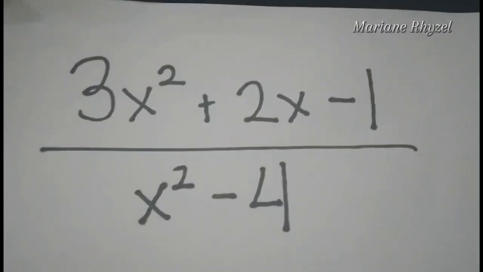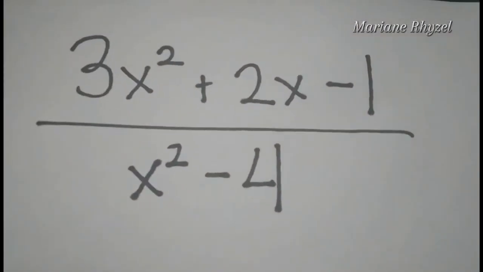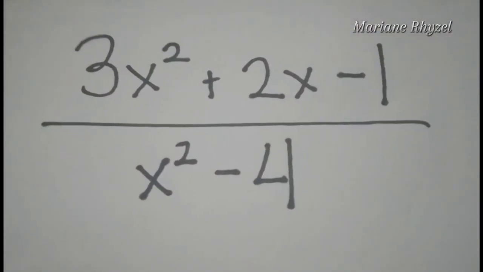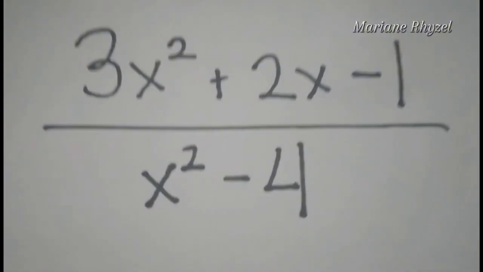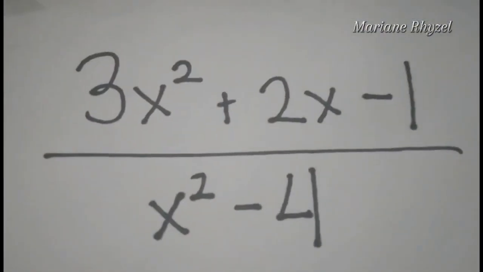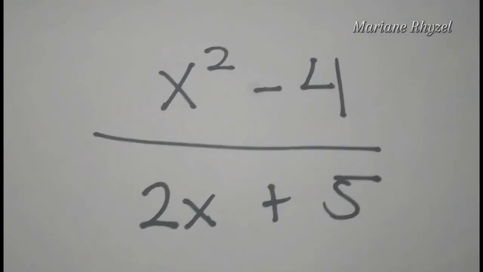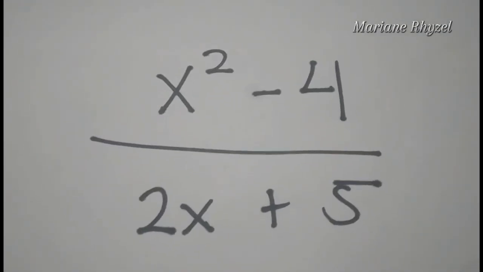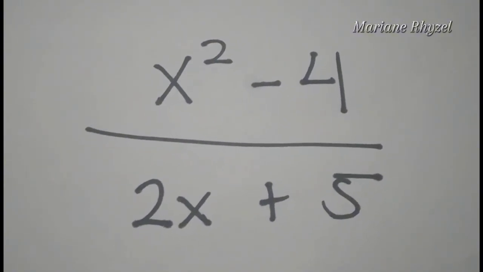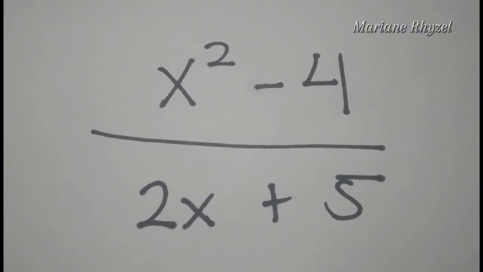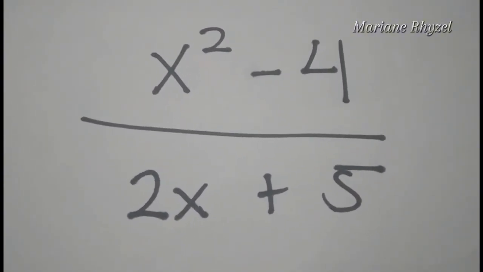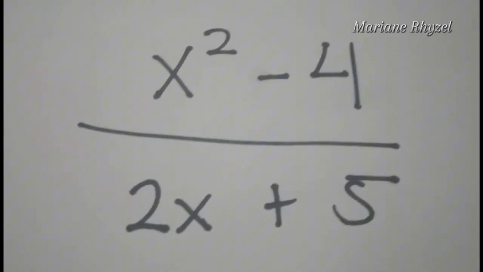For example, 3x squared plus 2x minus 1 over x squared minus 4. It is a rational expression because both numerator and denominator are polynomials. Second example of rational expressions is x squared minus 4 over 2x plus 5. Both numerator and denominator are polynomials, so it is a rational expression.